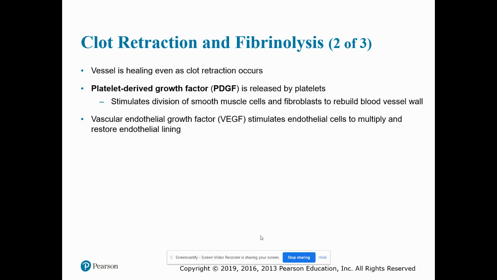We have something called platelet-derived growth factor. This is released by platelets, and this is going to stimulate a couple things: the division of smooth muscle cells, because a lot of our vessels do have smooth muscle, and then fibroblasts to help rebuild blood vessel walls. And then VEGF, which is vascular endothelial growth factor, will stimulate endothelial cells to multiply and restore endothelial lining.